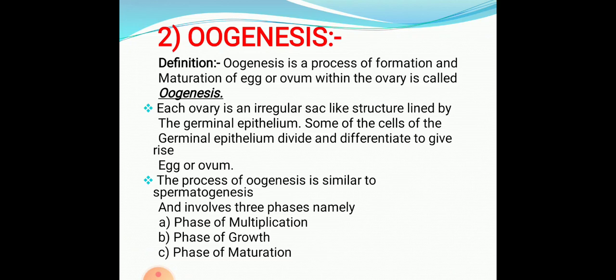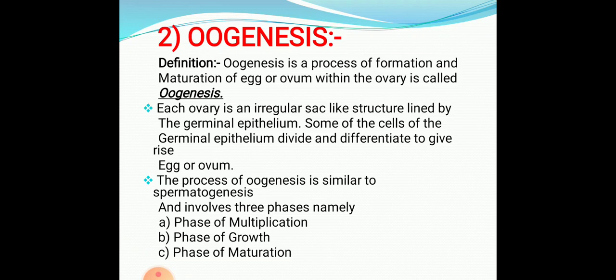A pair of ovaries is present in the female. Each ovary is an irregular, sac-like structure that is lined by the germinal epithelium. Some of the cells of the germinal epithelium divide and differentiate to give rise to the egg or the ovum. The process of oogenesis is very similar to the process of spermatogenesis, and it also involves three phases.